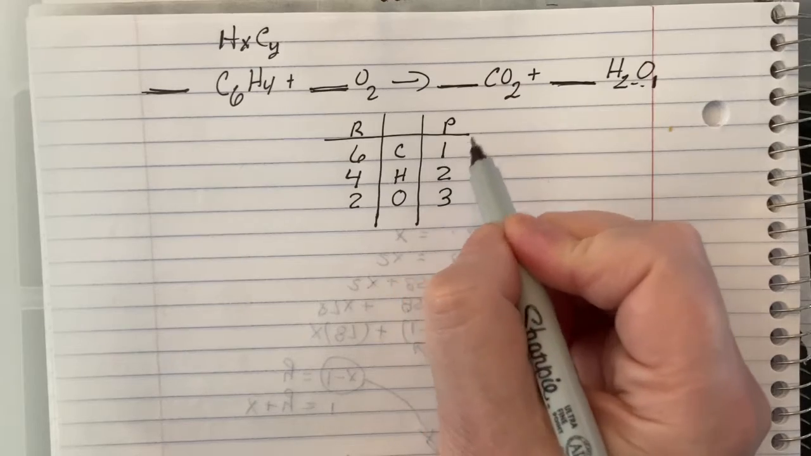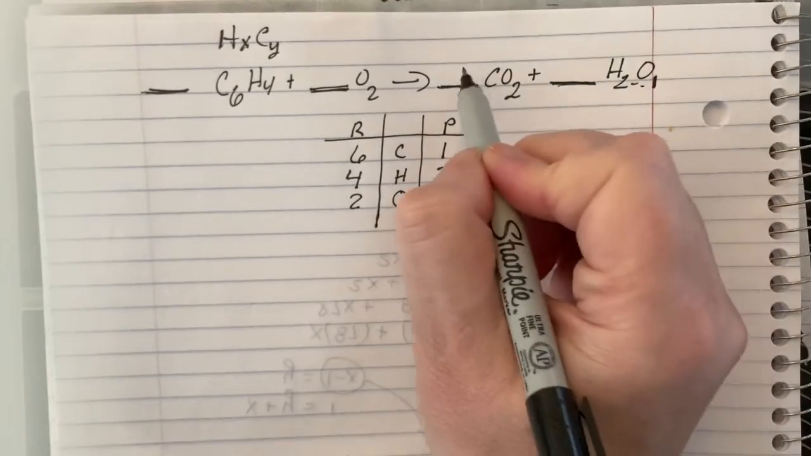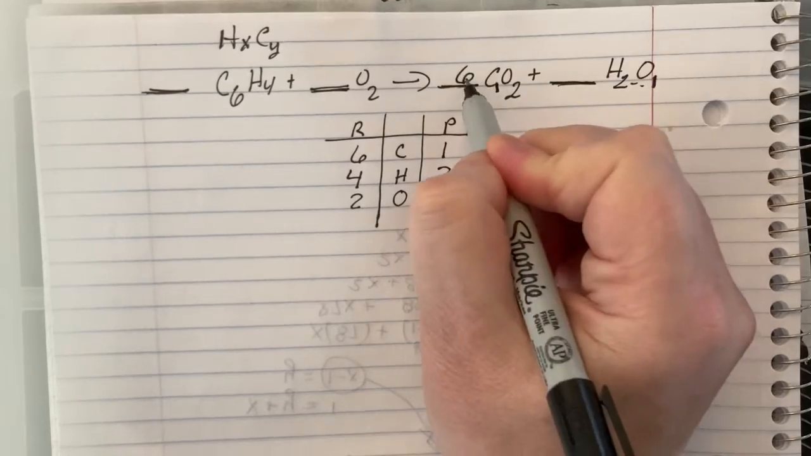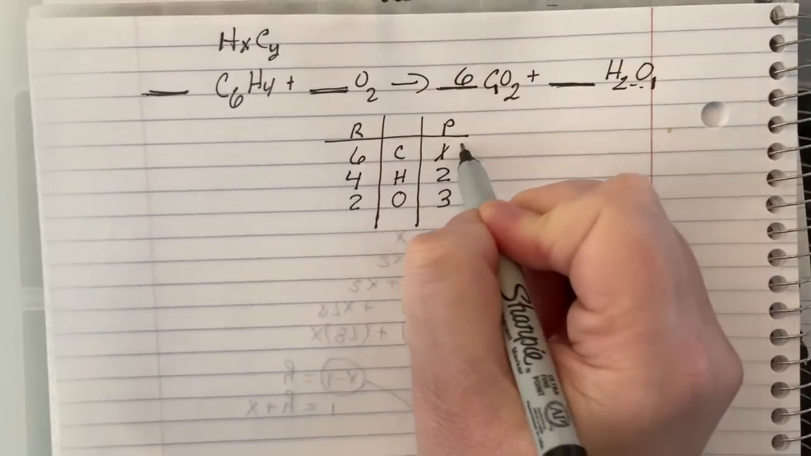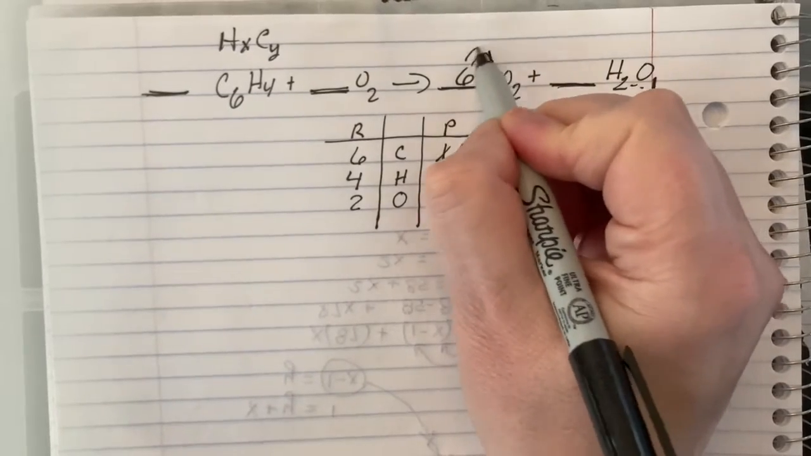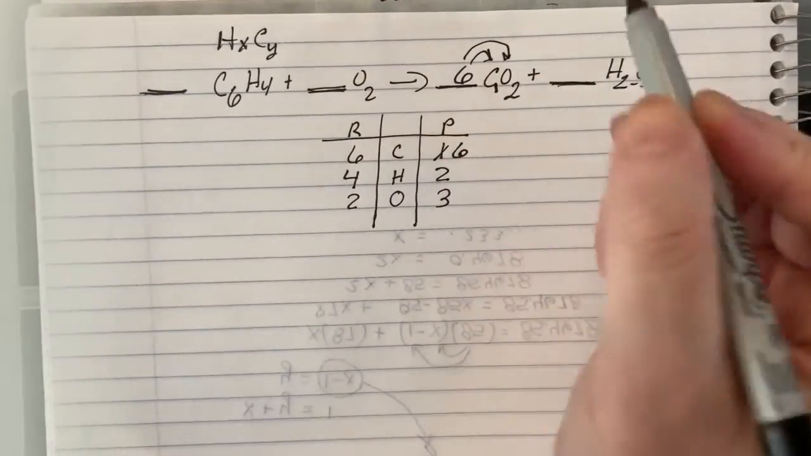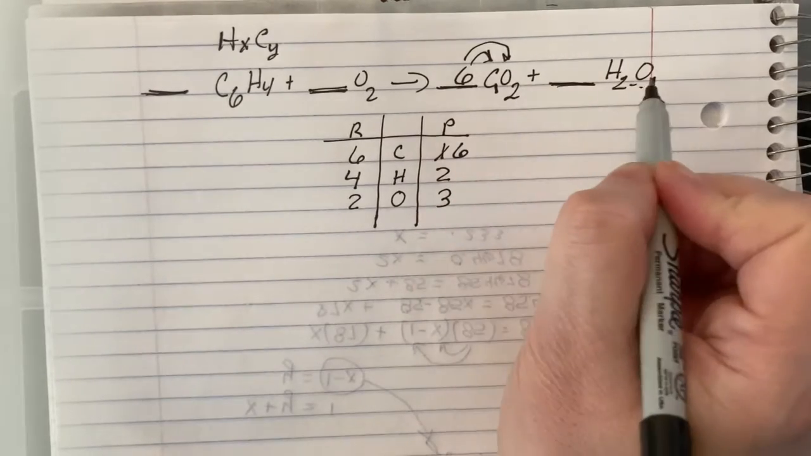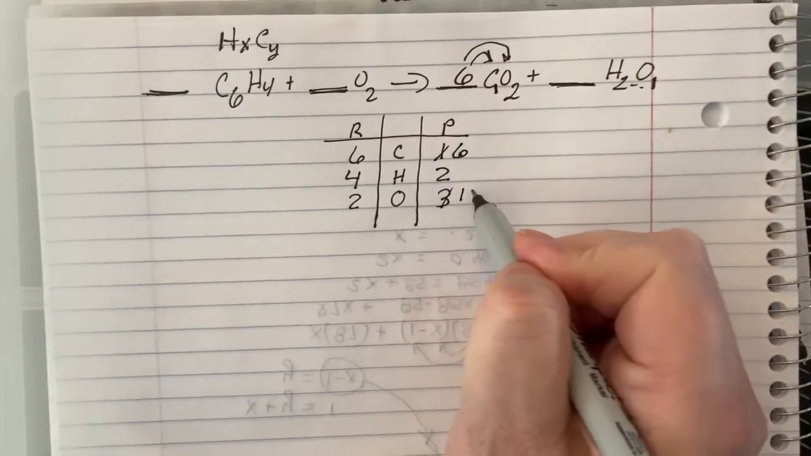So I need to make this 1 a 6. And the way I do that is I put a 6 in front. Because remember, there's that implied 1 here. So 6 times 1, I now have 6 carbons. Now don't forget, the 6 doesn't just go with the carbons, it goes with everything in the molecule. So there is 6 carbons, but now there's also 12, 13 oxygens.